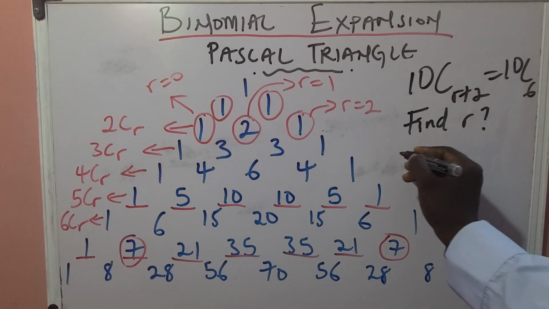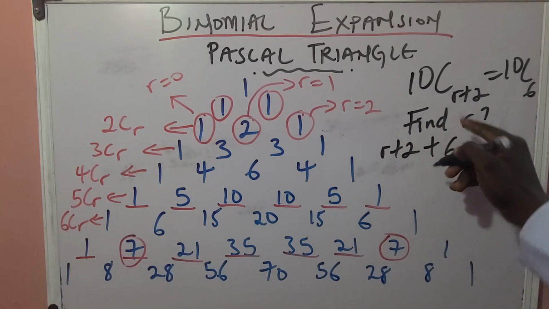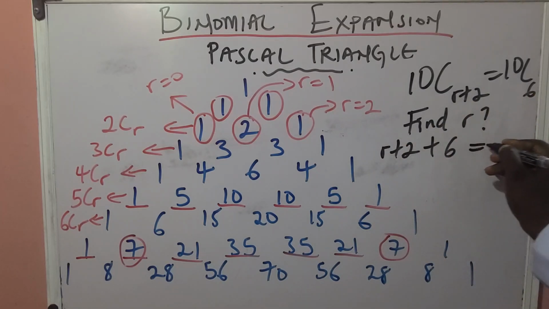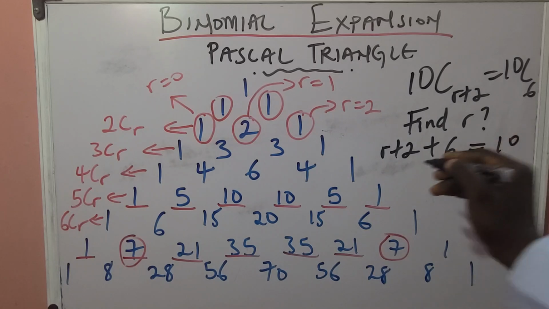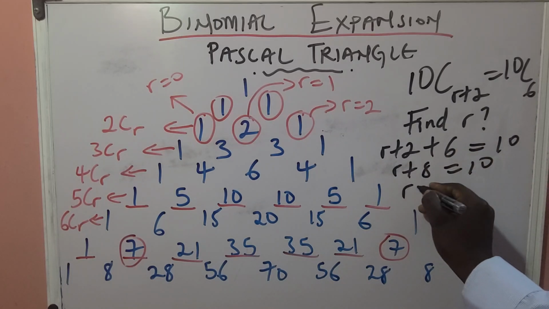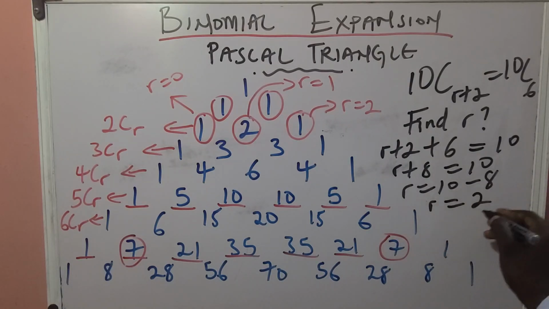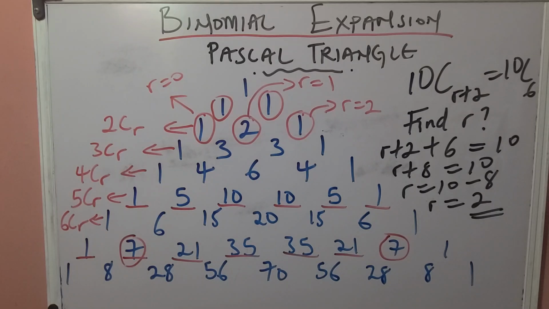That means in this case, R plus 2 plus 6 must be equal to 10. You go on to say R plus 8 must be equal to 10. R will be equal to 10 minus 8. R will be equal to 2. And that is it. This is how easy it is to solve questions like this once you have a great understanding of combinations using Pascal triangles.